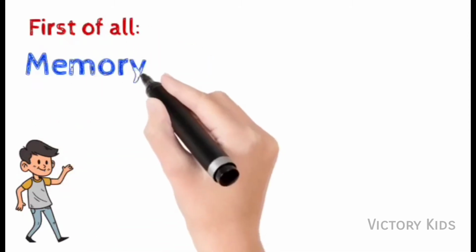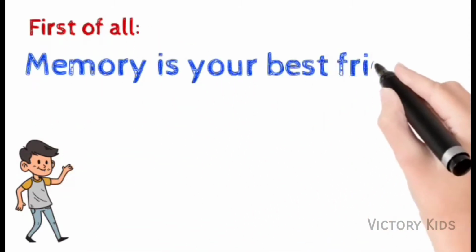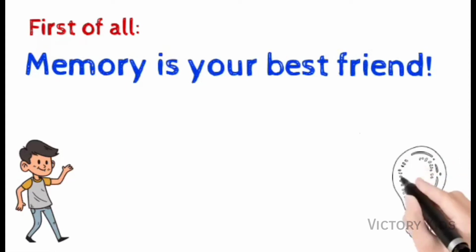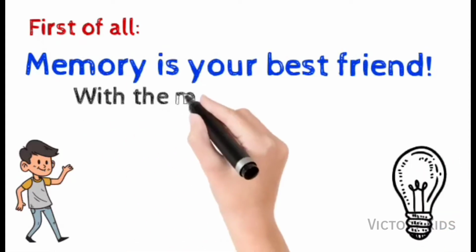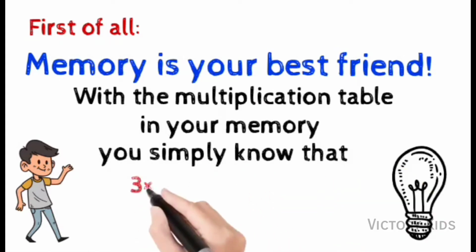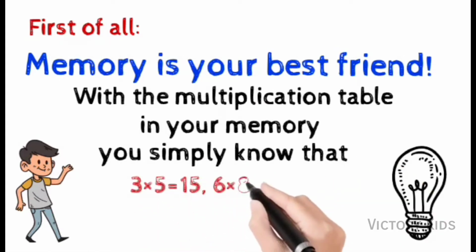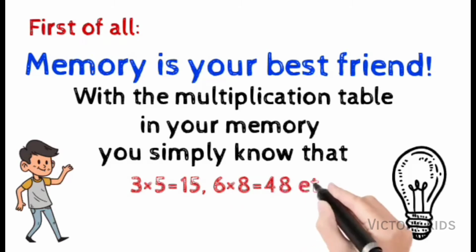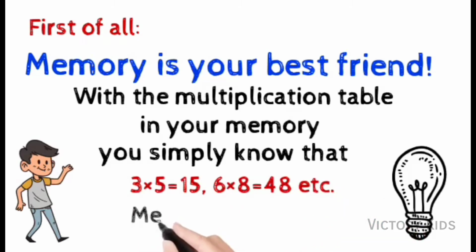First of all, memory is your best friend. With the multiplication table in your memory, you simply know that 3 times 5 equals 15, 6 times 8 equals 48. Memorize fast too.